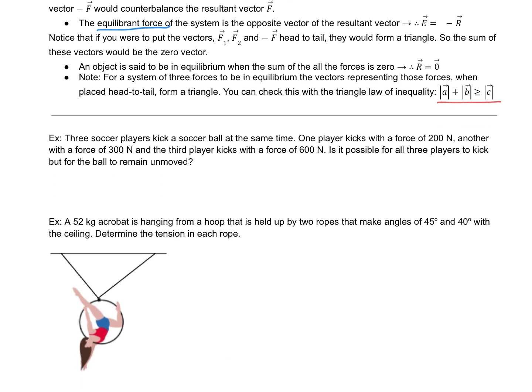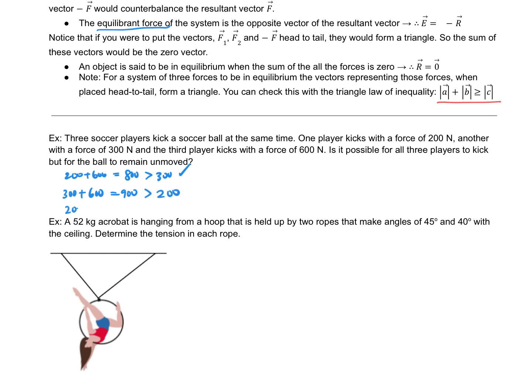3 soccer players kick a soccer ball at the same time. One player kicks with a force of 200 newtons, the other 300 newtons, and the third 600 newtons. Is it possible for all 3 players to kick but for the ball to remain unmoved? So let's say I pick the 200 and the 600. Well, those add up to 800, and that is greater than 300, so that's satisfied. If I pick the 300 and the 600, that's 900. That's greater than the 200.